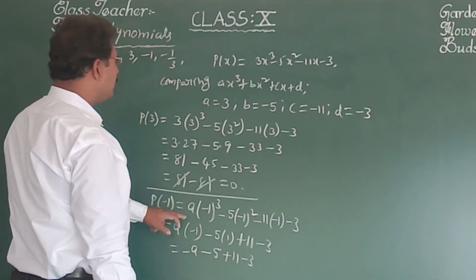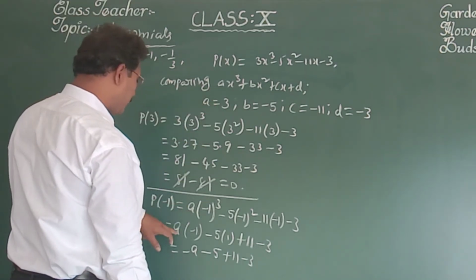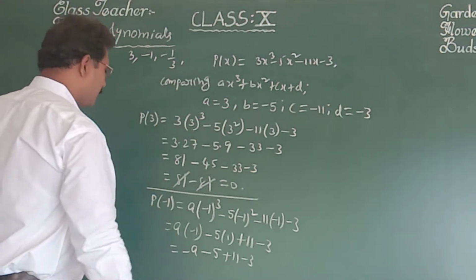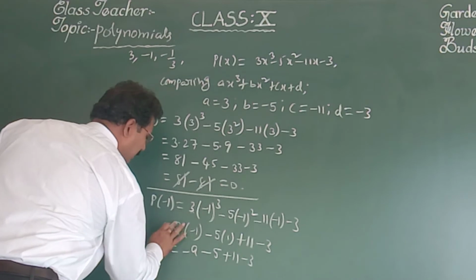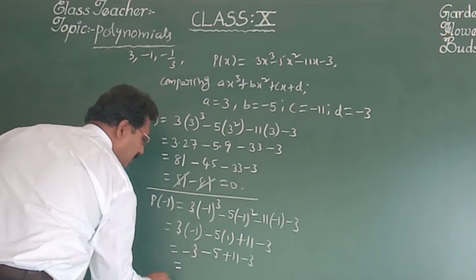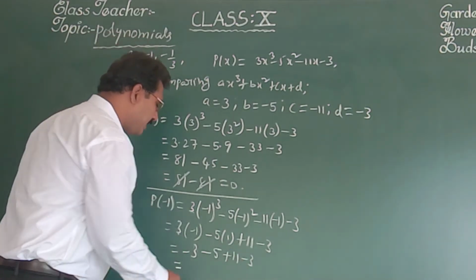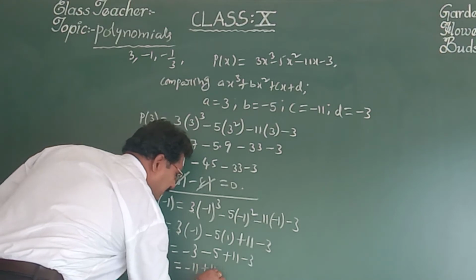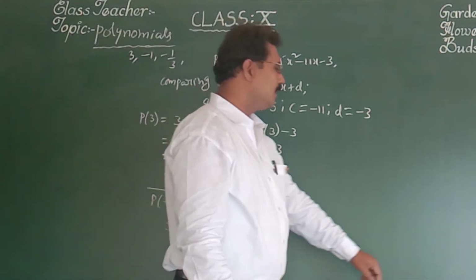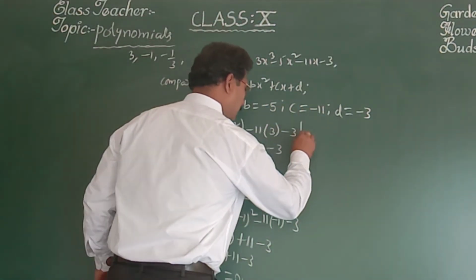So 3 into minus 1 is minus 3, minus 5 into 1 is minus 5, plus 11, minus 3. P of minus 1 means 3 into minus 1 whole cube, so it is minus 3. Now which is equal to minus 3 minus 5, minus 8, minus 8 minus 3 is minus 11, plus 11 cancels, which is equal to 0. Now next you substitute minus 1 by 3.